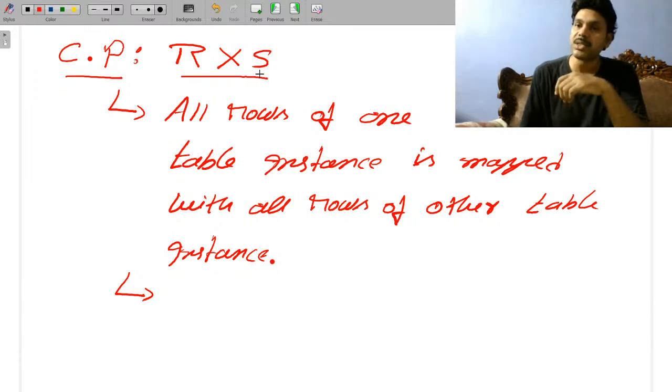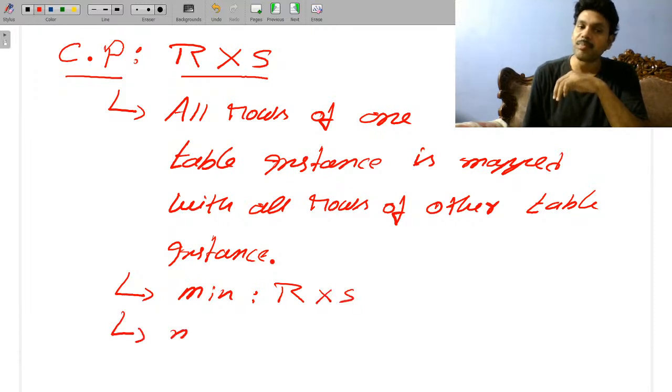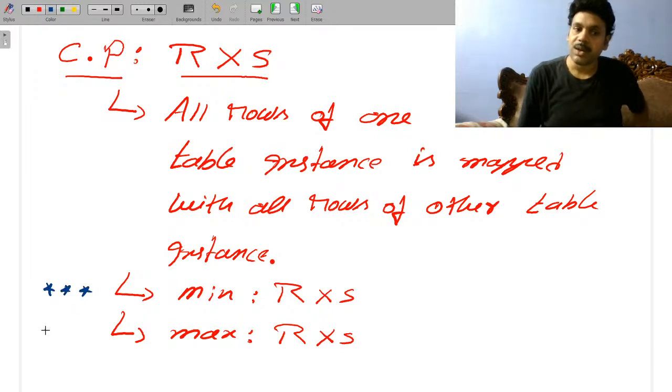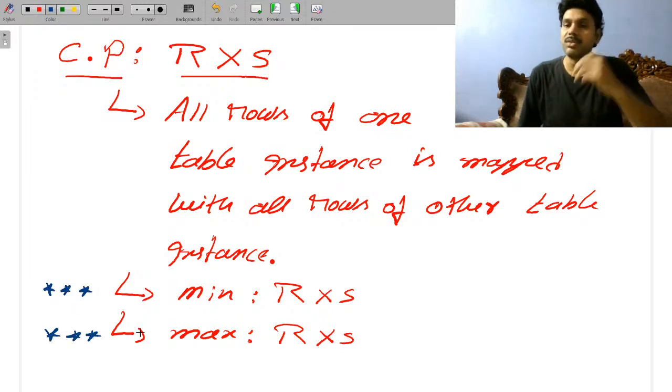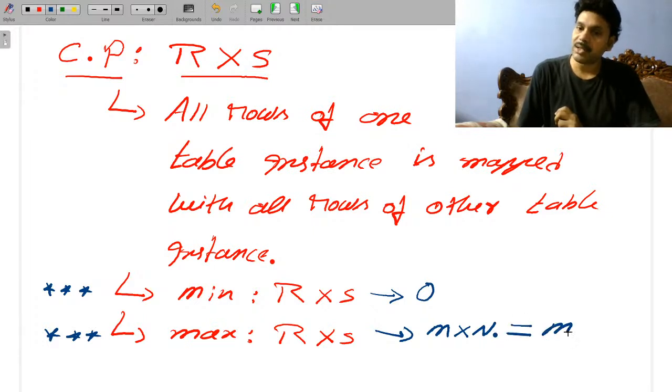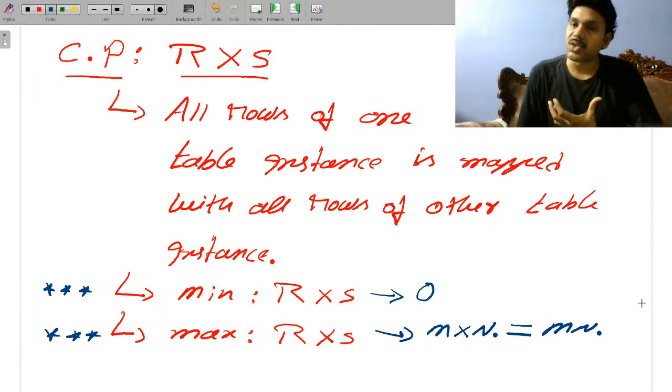Here I am using two table instances, and so you have R cross S. So what is the minimum of R cross S and what is the maximum of R cross S, we will see. So these are very, very important shorthand questions. What is the minimum cross product value? What is the maximum cross product value? Which was also asked in the previous GATE examination. So minimum of R cross S is 0 and maximum of R cross S is M into N. Please observe this, you can also write it in the form of MN. Why is it 0 as the minimum representation and why is it M into N in the maximum representation? We will look into this.